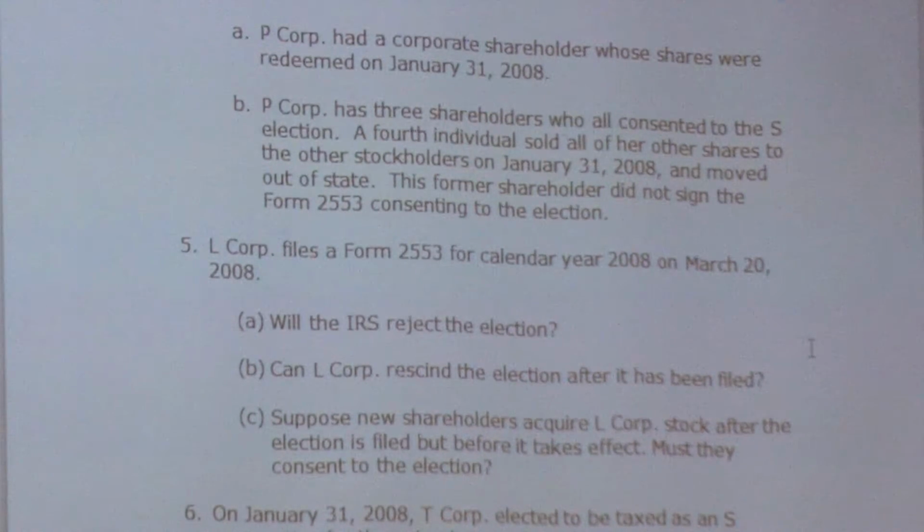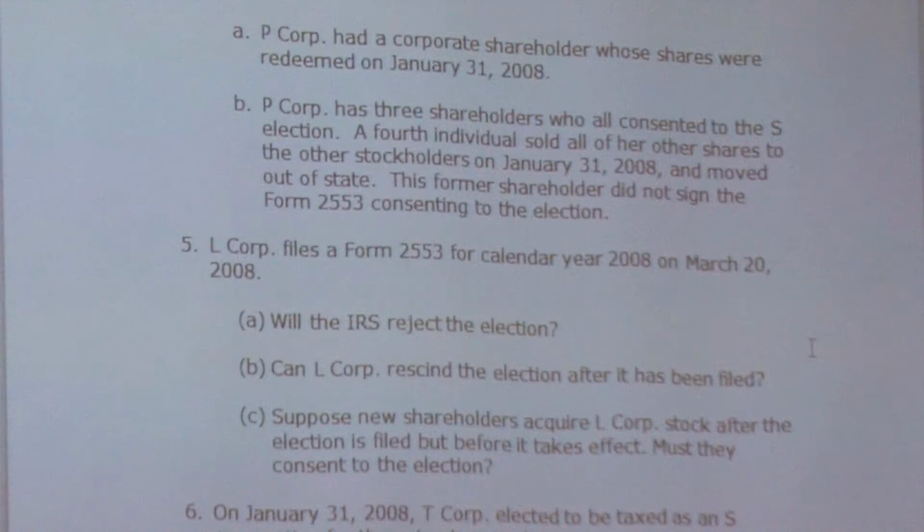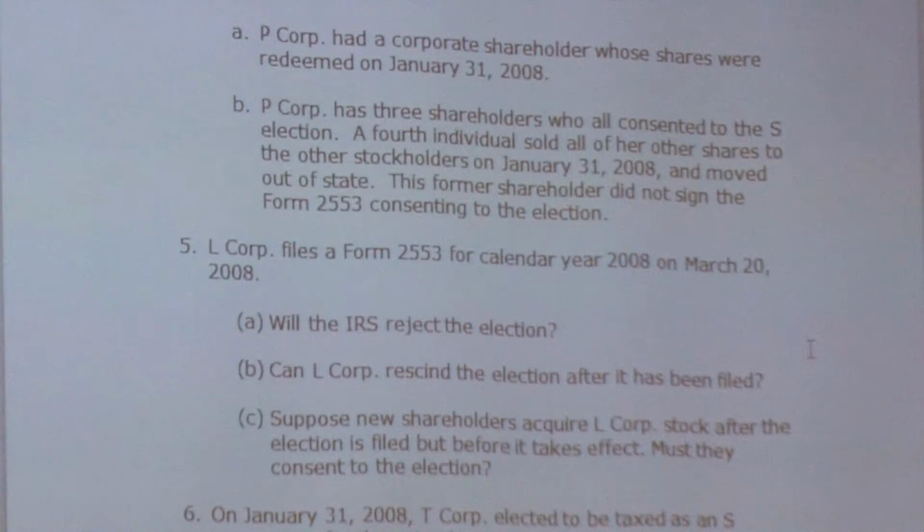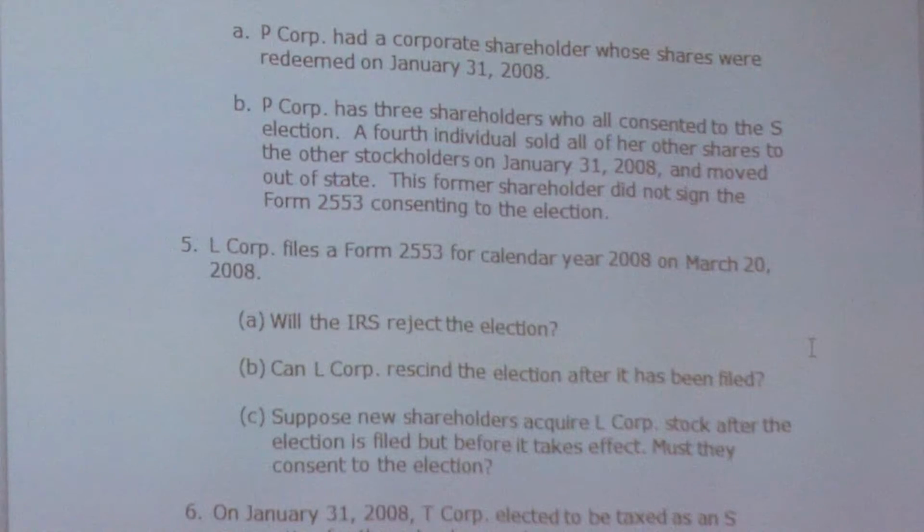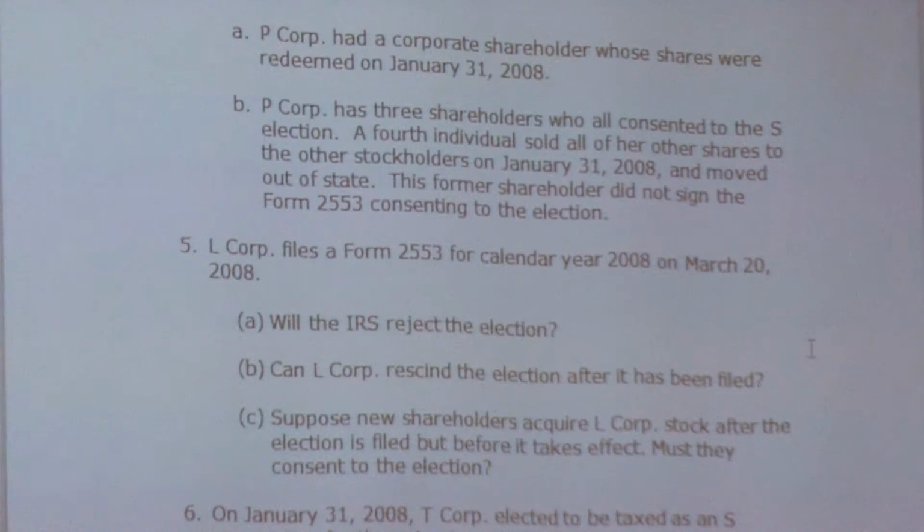This is what due diligence is for. If you're the buyer of the stock, you would want to do your due diligence and find out that, hey, an S corporate election was filed, it's going to kick into effect 1/1/09. You're buying C corporate stock, but it's going to be an S corporation shortly. You'd want to know that, but you do not have to consent.